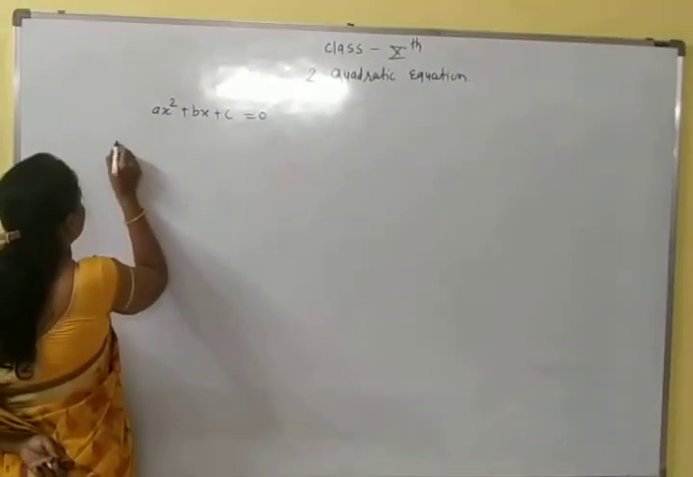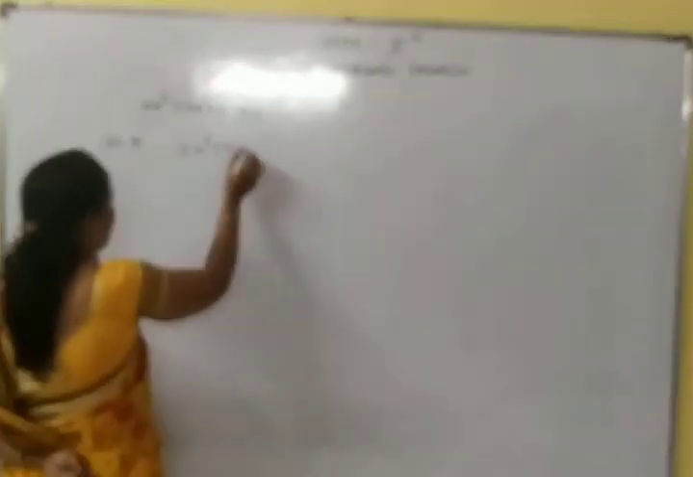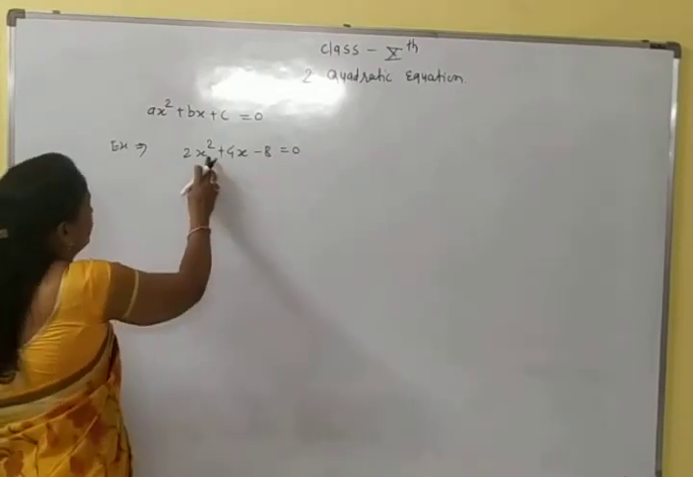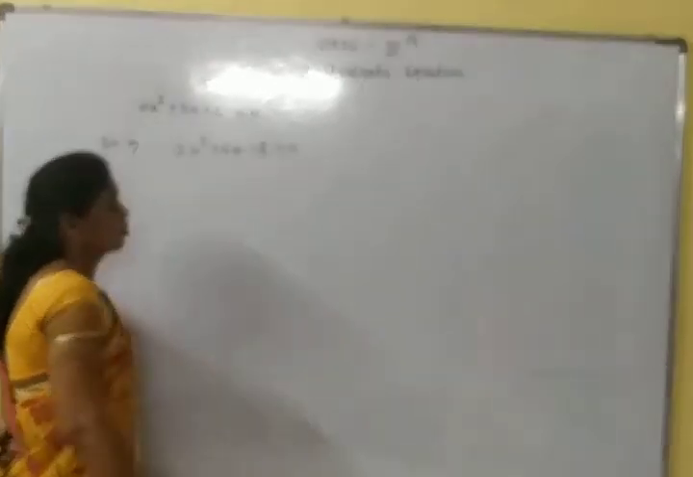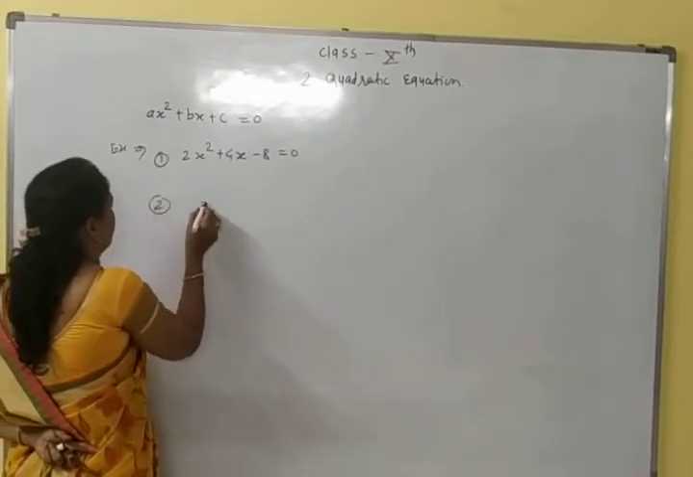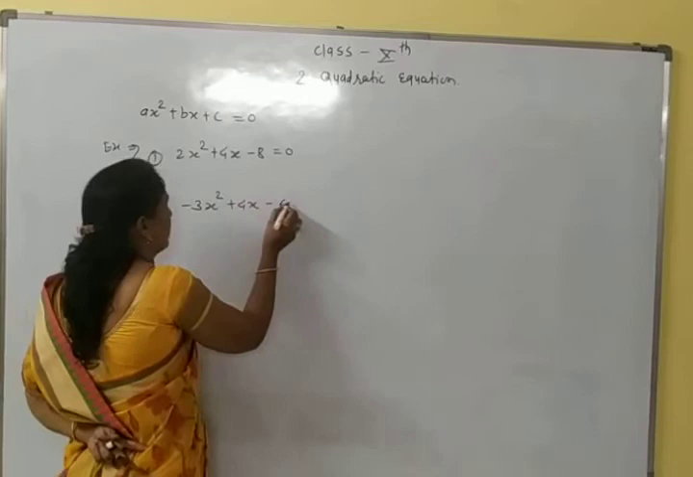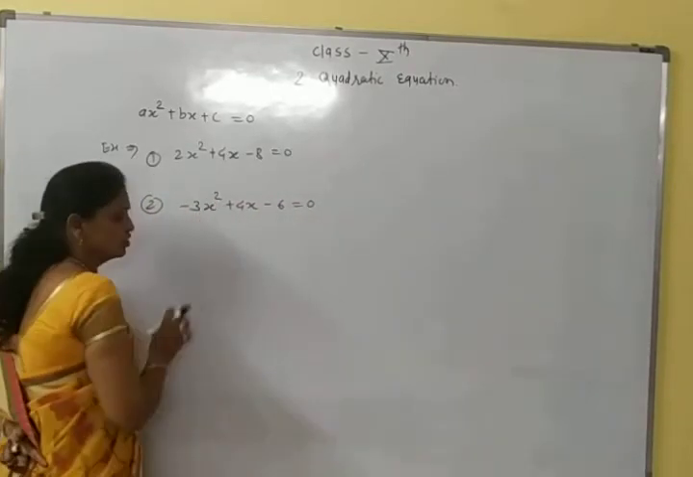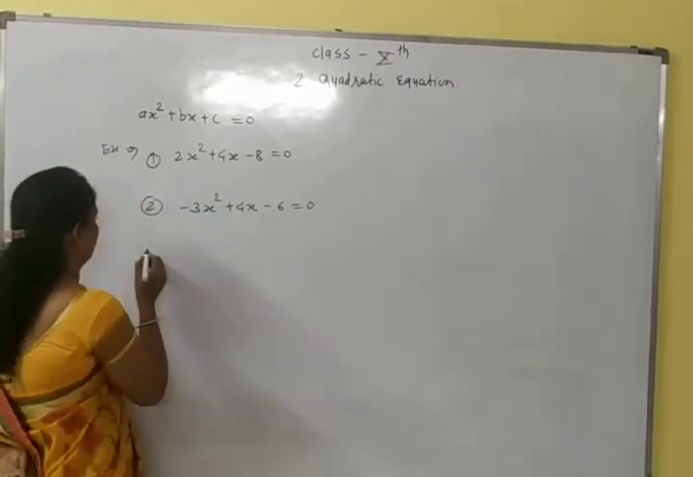For example, 2x square plus 4x minus 8 equal to 0. In this equation, the degree is 2, the power is 2. So this is a quadratic equation. Second example, minus 3x square plus 4x minus 6 equal to 0. Again, in this equation, the power is 2. So this is also a quadratic equation.